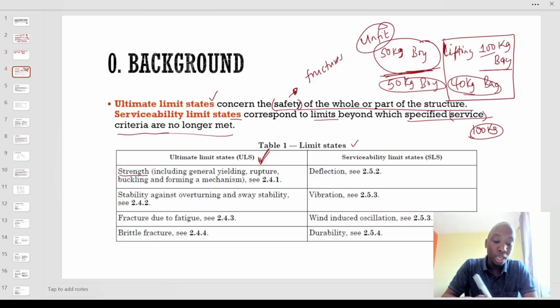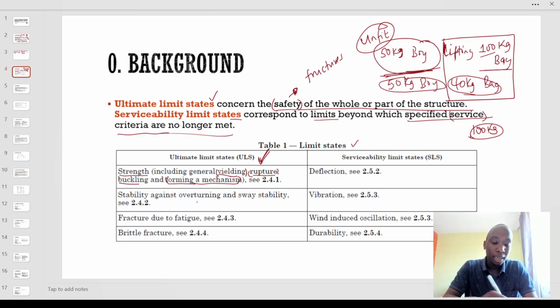So strength includes yielding, rupture, buckling, forming a mechanism. We are going to talk about forming a mechanism. You will see when I talk about continuous beams. So it can fail by yielding. It can fail by rupture. Yielding means you have subjected it to more strain until it becomes plastic, as you will see. Rupture, it can rupture, it can buckle. Okay, so all these are ultimate limit states.